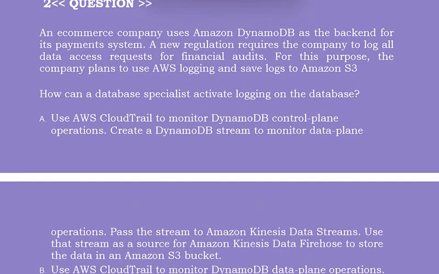Option A. Use AWS CloudTrail to monitor DynamoDB control plane operations. Create a DynamoDB stream to monitor data plane operations. Pass the stream to Amazon Kinesis Data Streams. Use that data as a source for Amazon Kinesis Data Firehose to store the data in an Amazon S3 bucket.